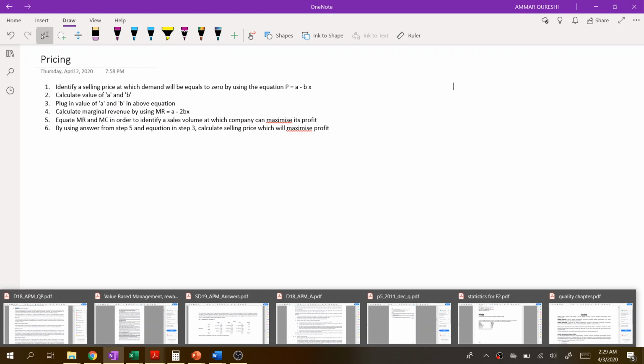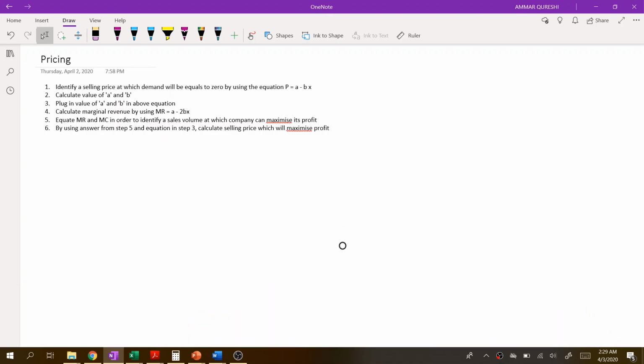Hello, everyone. We are going to start with a very simple and brief introduction about pricing, which is an important topic in paper PM or F5. We know you all know that there are certain principles and certain ways of calculating the selling price.